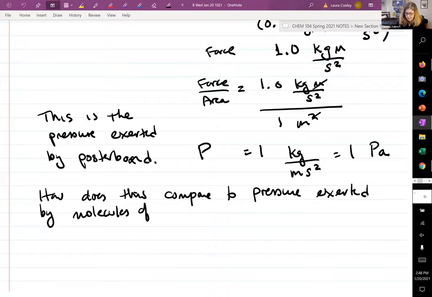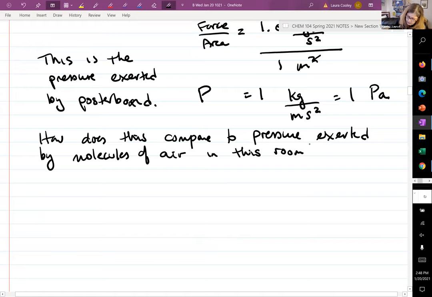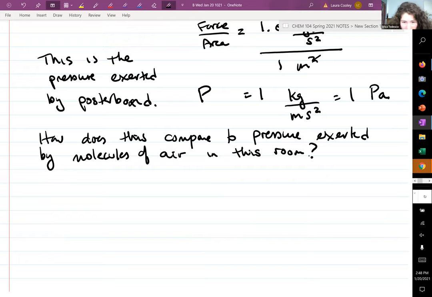Okay, back. All right. So how does that compare to the pressure exerted by the molecules of air in this room? So you had time to think about that. So what do you think? Is it greater than the pressure exerted by the air in the room? No. But thank you for guessing, really.